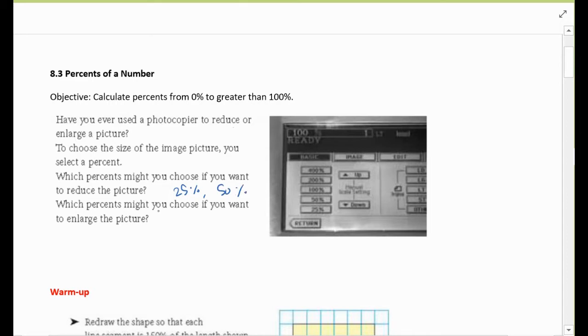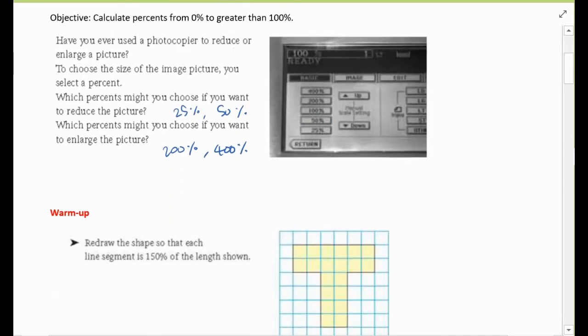And which percent might you choose if you want to enlarge the picture? I would choose 200 and 400. Then what about 100%? Is it reducing the picture or enlarging the picture? Neither. It's just as it is. 100%, it's just the same size. Alright? Okay, look at the warm-up question.